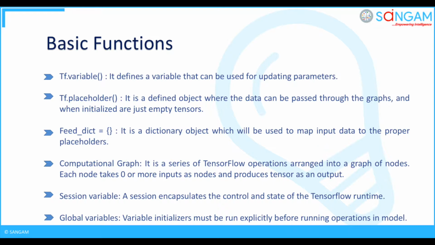Next is the global variables initializer, where you need to initialize a variable before using it in the operations. If you are using a low-level TensorFlow API, then you need to explicitly initialize all the variables. To initialize all the variables in one go, you need to call tf.global_variables_initializer. Most high-level frameworks, such as tf.contrib.slim, tf.contrib.estimator, and Keras automatically initialize variables for you before training a model.